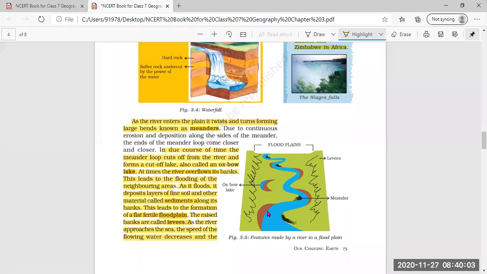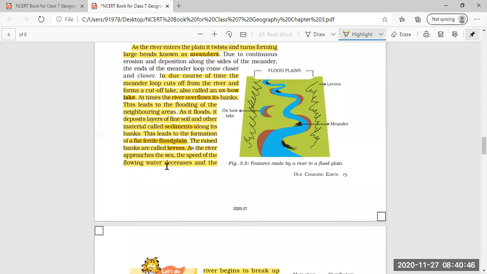A meander is a large bend. In the course of time, the river is continuously flowing, and it cuts off as the banks come closer due to erosion and deposition. The banks come closer and it cuts off into the form of an oxbow lake, forming a different landform. After this, when a flood appears, the sediments settle down at the banks of the river, forming the fertile plains.